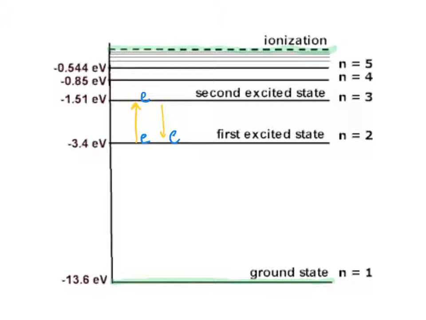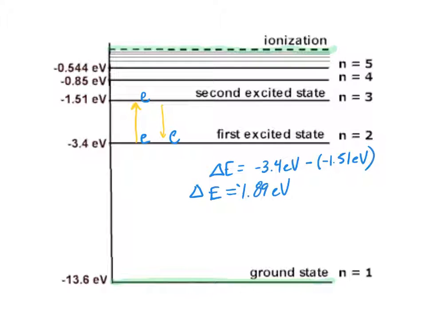Okay, so we have our change in energy. It's final minus initial. So our final was negative 3.4 electron volts minus our initial, negative 1.51 electron volts. So our change in energy is negative 1.89 electron volts.